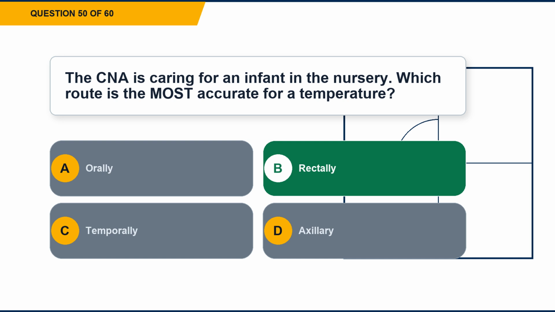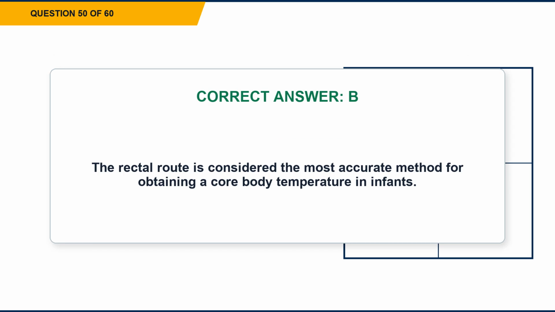The correct answer is option B, rectally. Explanation: the rectal route is considered the most accurate method for obtaining a core body temperature in infants.